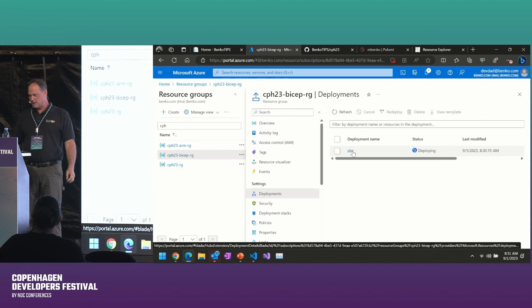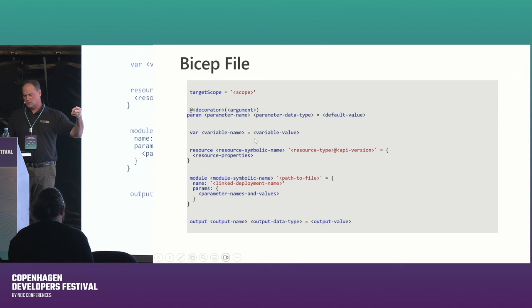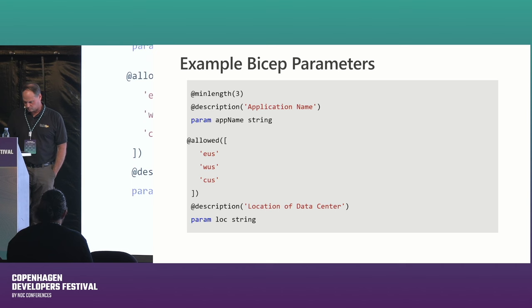Coming over here, the way the Bicep file works is you have a target scope, you have parameters that have some decorators that you can put on them for default values, allowed values. I've got a variable section, I can add resources, modules, and outputs. Parameters, you can use lengths, allowed values, description. You get some different types of variables.